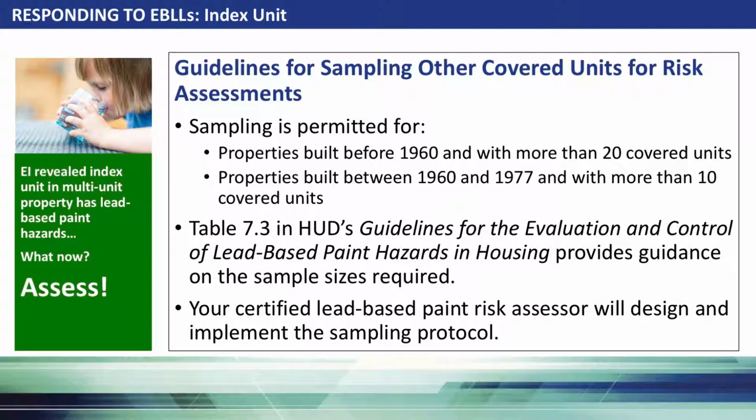Table 7.3 in HUD's Guidelines for the Evaluation and Control of Lead-Based Paint Hazards in Housing provides guidance on all the sample sizes required and how to select an unbiased sample, but your certified lead-based paint risk assessor will likely design and implement the sampling protocol.